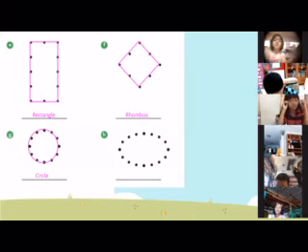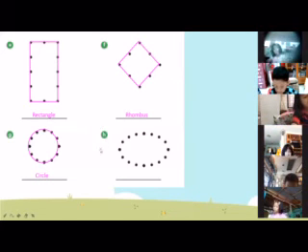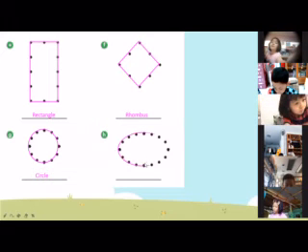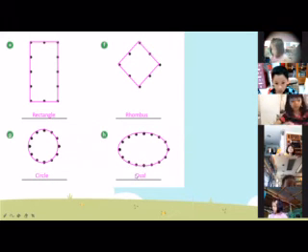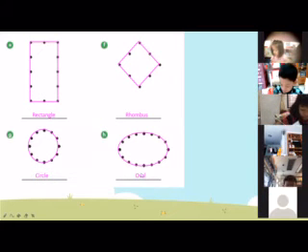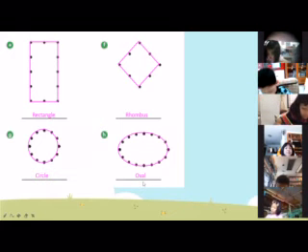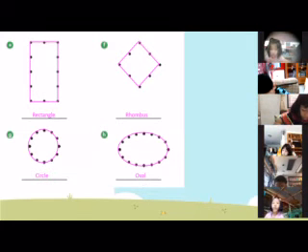And our last one, we're going to do H. Our last one is an oval. H is an oval. Oval is spelled O-V-A-L. Oval.